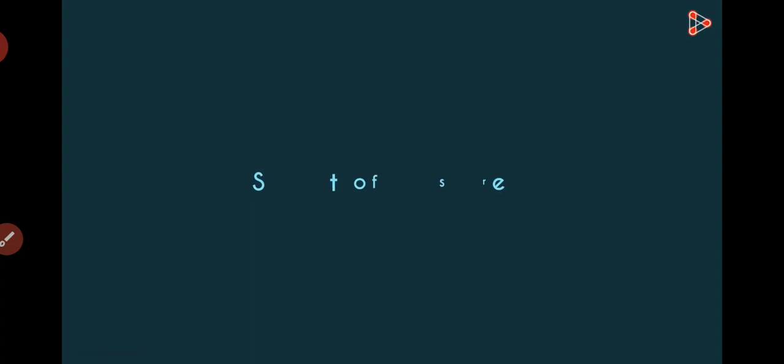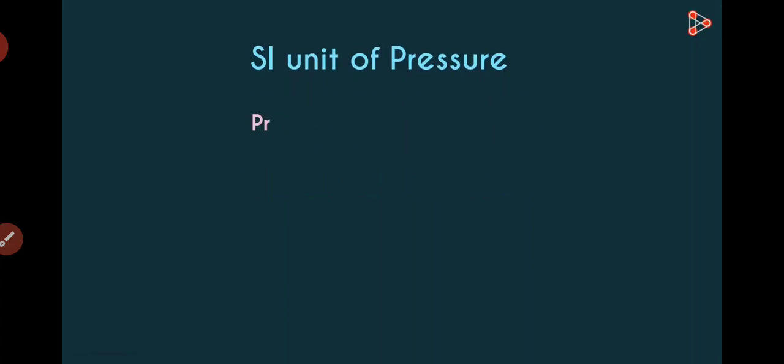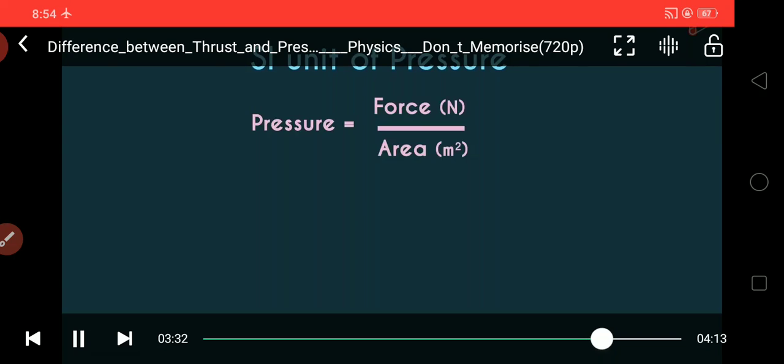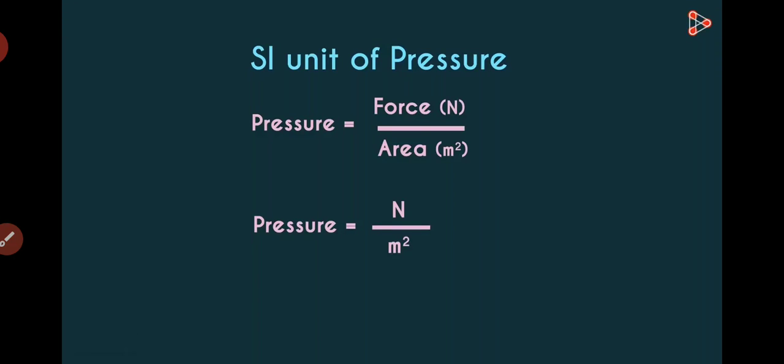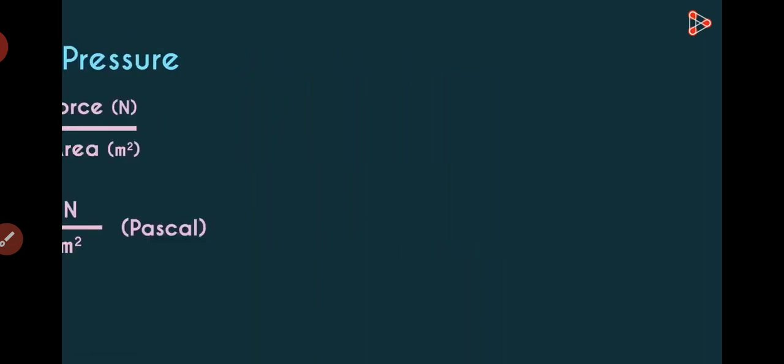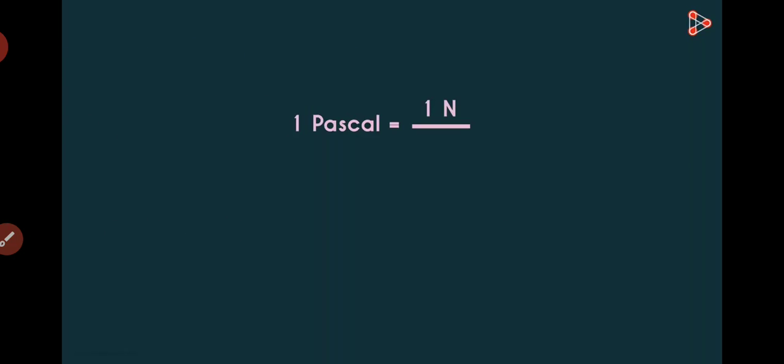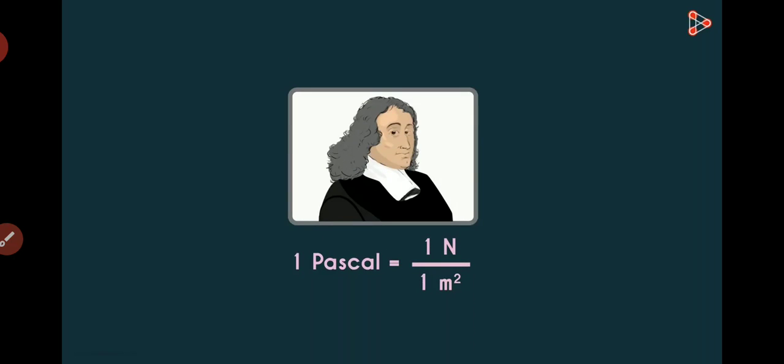What is the SI unit of pressure? As it's force over area, it would be Newton per meter squared. This is the SI unit of pressure. And this is also called Pascal. 1 Pascal is 1 Newton over 1 meter squared. This has been named after a famous scientist called Blaise Pascal, who had conducted extensive studies in this area of science. Let's quickly recap what we learned.